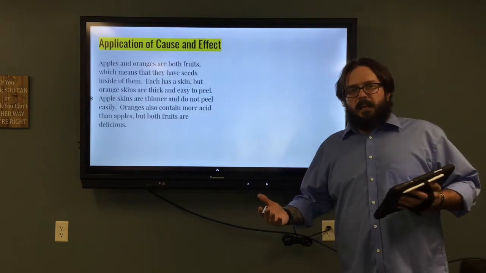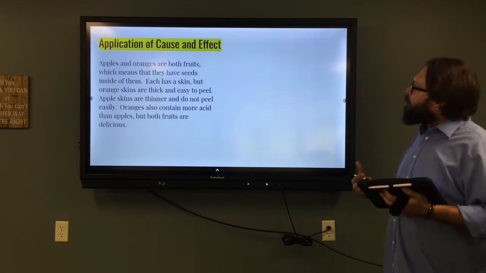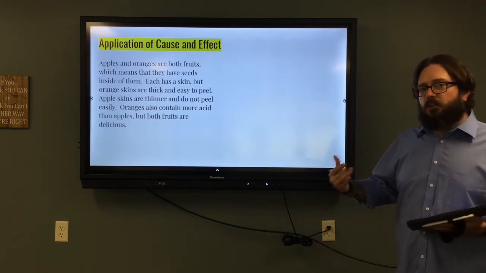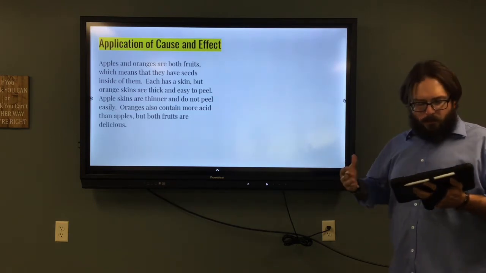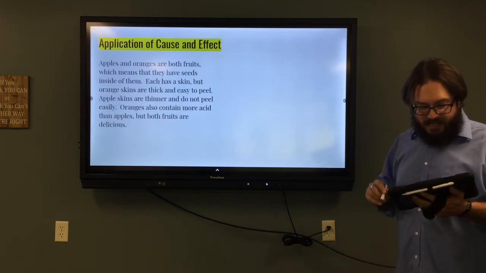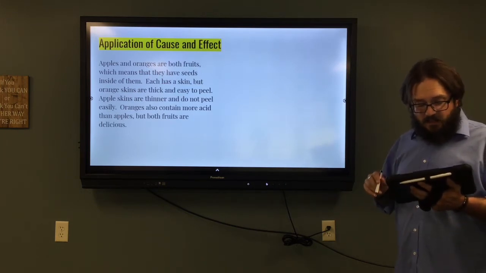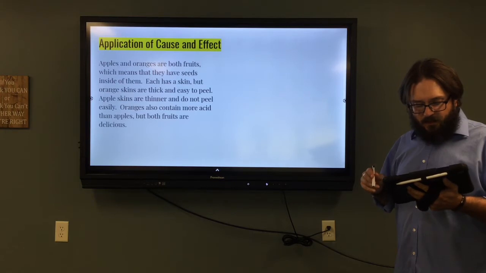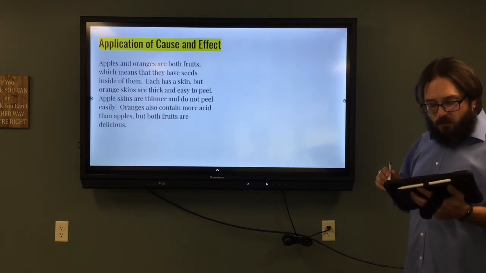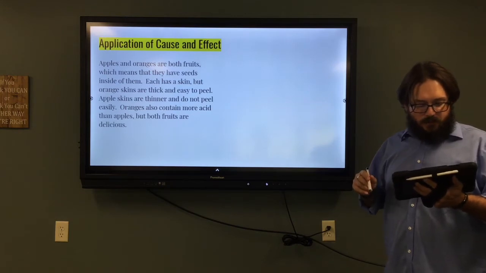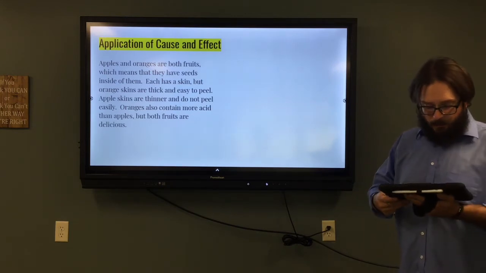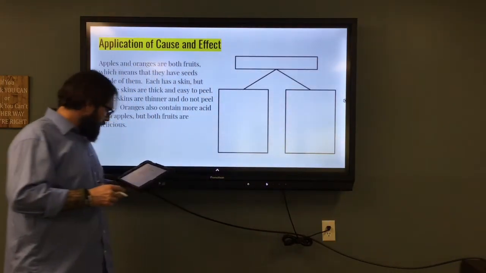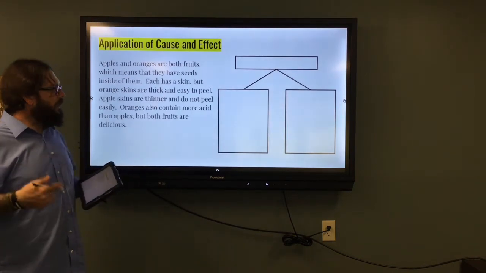So let's take a moment and look at a passage on apples and oranges to help us practice comparing and contrasting. Apples and oranges are both fruits, which means that they have seeds inside of them. Each has a skin, but the orange skins are thick and easy to peel. Apple skins are thinner and do not peel easily. Oranges also contain more acid than apples, but both fruits are delicious. So in this case, we're going to use a graphic organizer to help us compare and contrast apples and oranges.